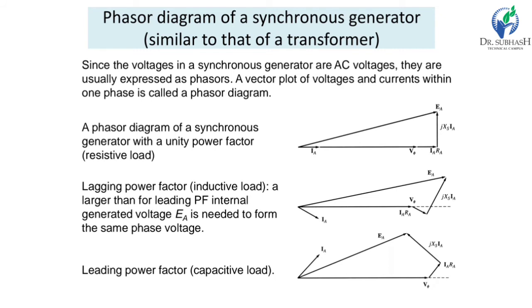In this graph we can say that V phi is equal to EA minus jXS into IA minus RA into IA. We can observe from the above equation that the internal generated voltage EA is equal to the phase or terminal voltage of the generator if we deduct the voltage losses due to the armature resistance and synchronous reactance from it. All these parameters and their facts are shown in the above given diagram.